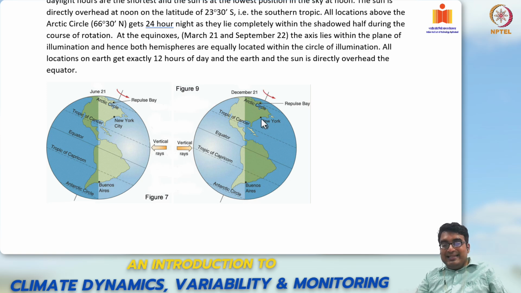New York City in this case will have spent a long period of time in the darkened half, and will have short days and longer nights, whereas Buenos Aires will have longer days and shorter nights. So in this case, the southern hemisphere gets the maximum amount of daylight that is possible, and the northern hemisphere gets the minimum amount of daylight that is possible.